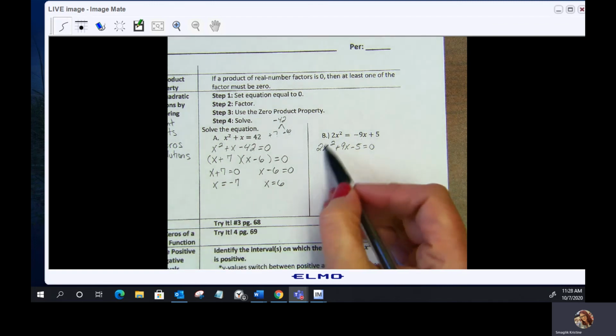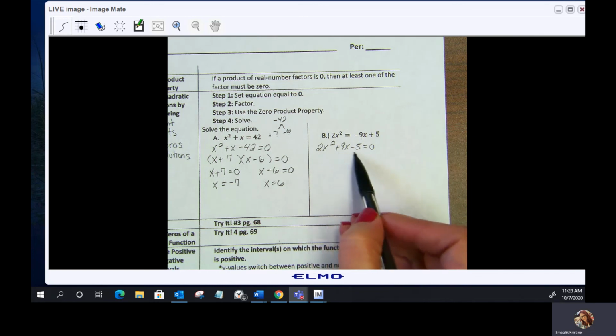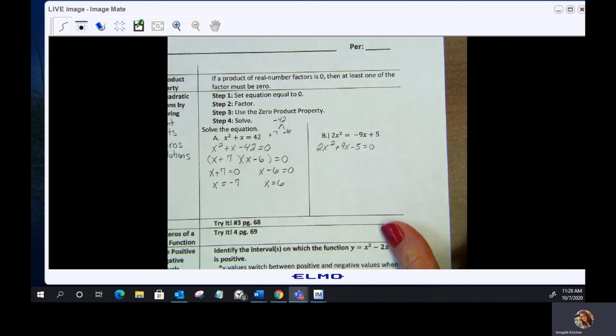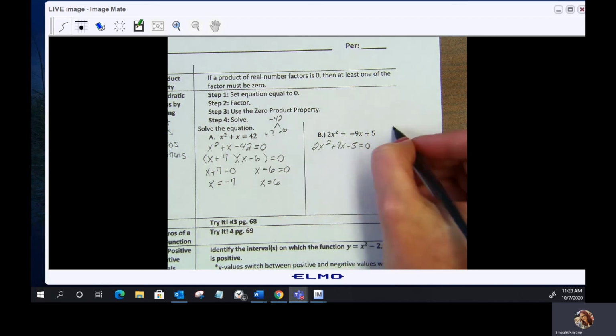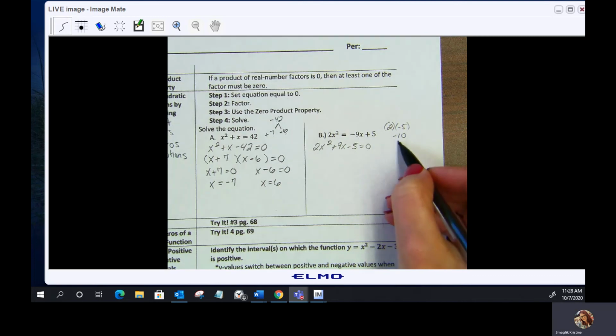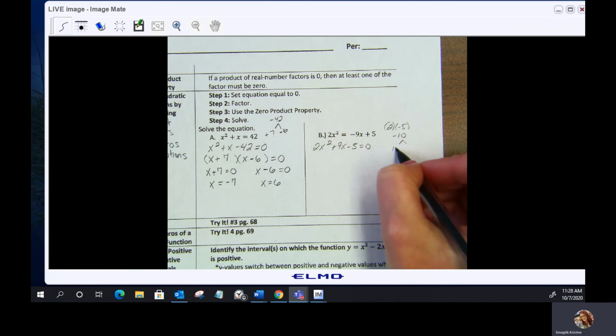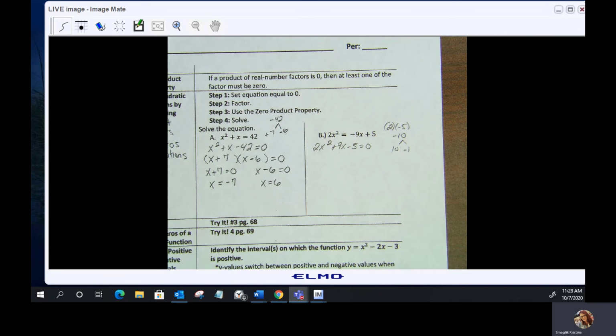Now I have a leading coefficient of 2. If I look, I can't factor out a GCF between any of these terms. We'll use the AC method, and I'm going to take 2 times negative 5. That gets me a negative 10. So I need factors of negative 10 that when I add them, I get a positive 9. I'm thinking 10 and 1. And the 10 would have to be positive. The 1 would have to be negative.